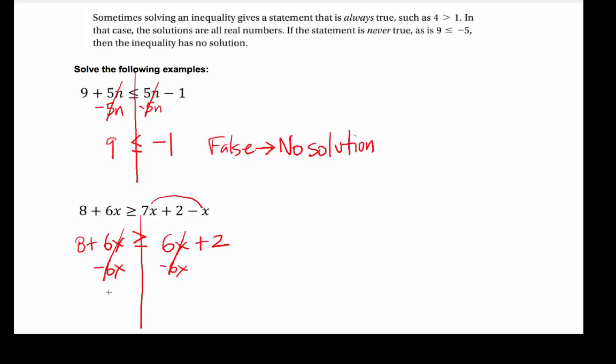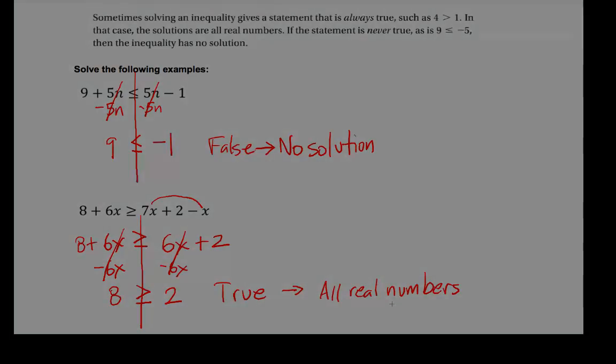So what am I left with? On the left side I have an 8. I still have a greater than or equal to symbol. On the right side I have a 2. That is a true statement. 8 is greater than or equal to 2. This tells me that the solution is all real numbers. Okay, that's the correct mathematical statement for x can be anything.